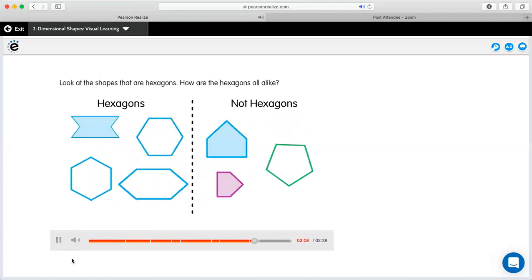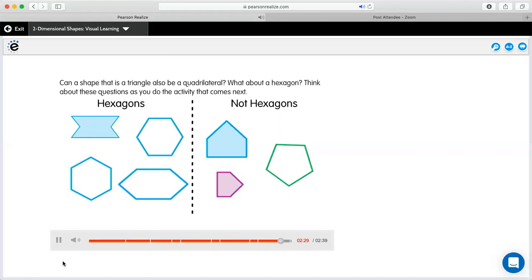Look at the shapes that are hexagons. How are the hexagons all alike? The hexagons all have 6 sides. The hexagons all have 6 vertices. The hexagons all have 6 angles.